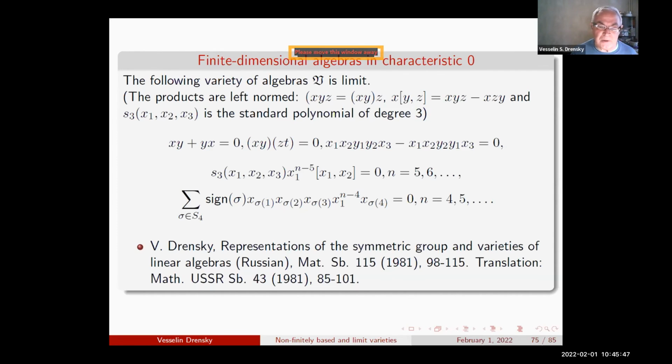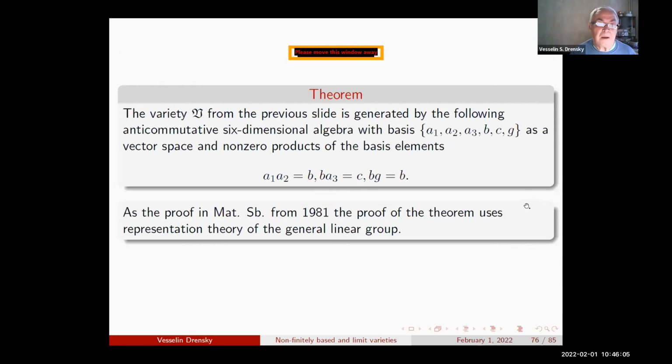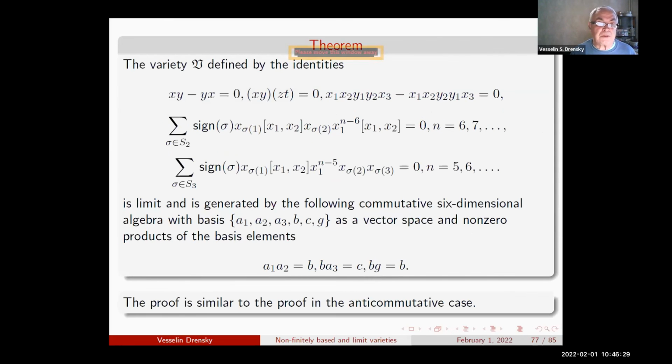it's easy to construct such limit varieties. So they are anti-commutative, they are metabelian, the product of two products is 0. They satisfy also some other identities. And one can show that this variety is generated by a 6-dimensional algebra with basis A1, A2, A3, B, C, G, and such non-zero multiplication. And the proof, as in the original proof of the previous one, used representation theory of the general linear group. And also, you can change this variety a little bit to make it commutative. And again, you have a 6-dimensional algebra which generates it.